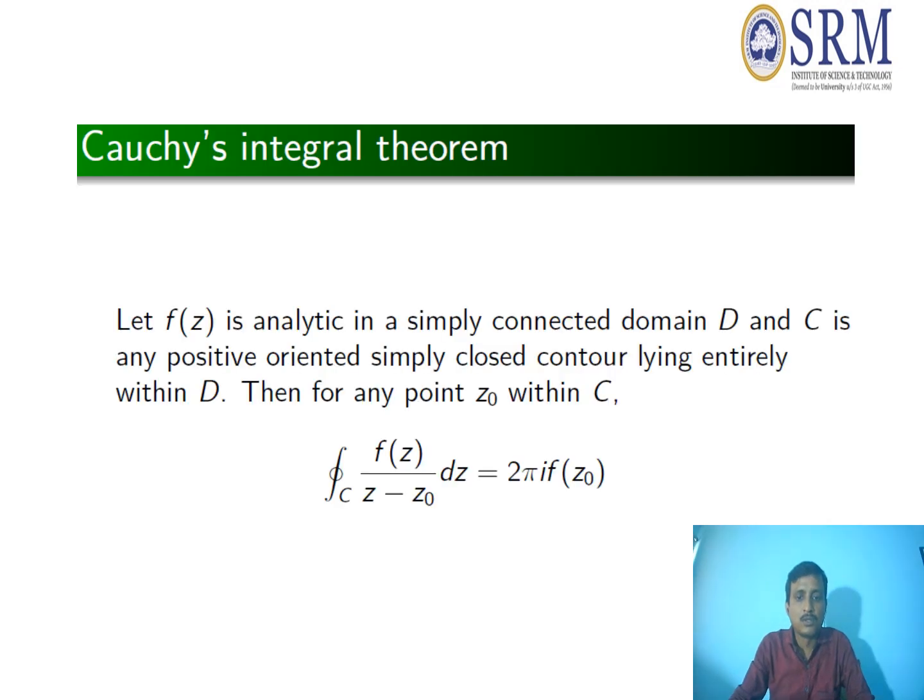Now we have learned Cauchy's integral theorem and seen one application. Now we are going to learn Cauchy's integral formula. What is the statement? Where f(z) is analytic in a simply connected domain D and C is any positively oriented simple closed contour which lies entirely within D, then for any point z0 within C, this integration value will be equal to 2 pi i times f of z0. This is a very interesting and very important integration.